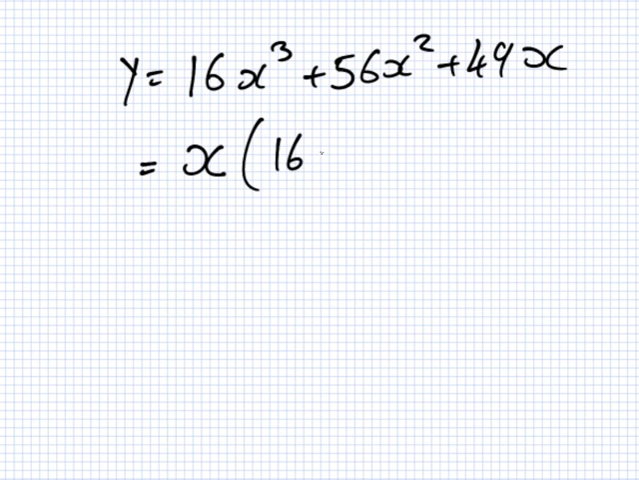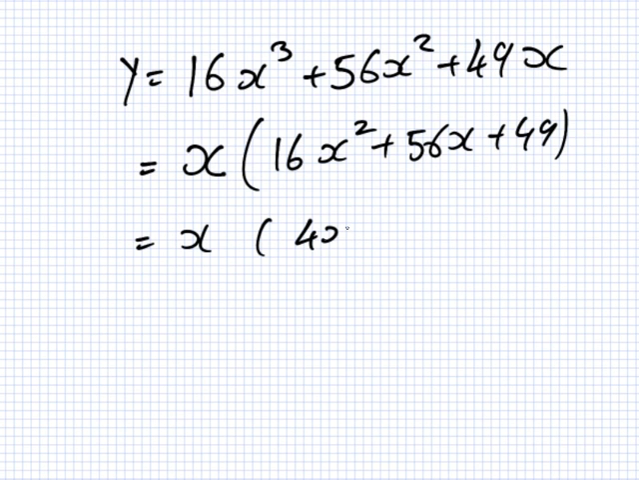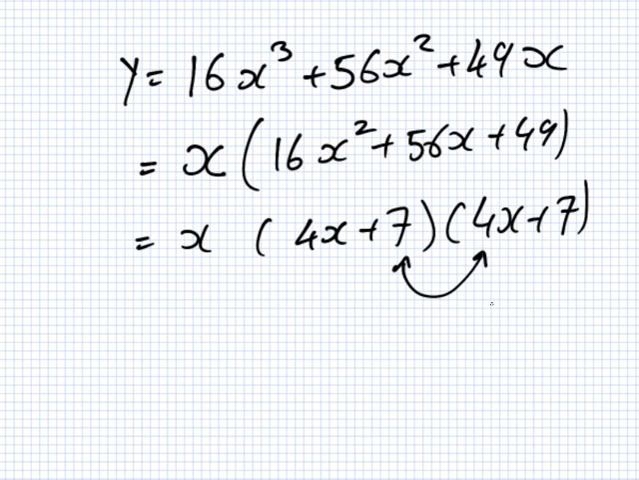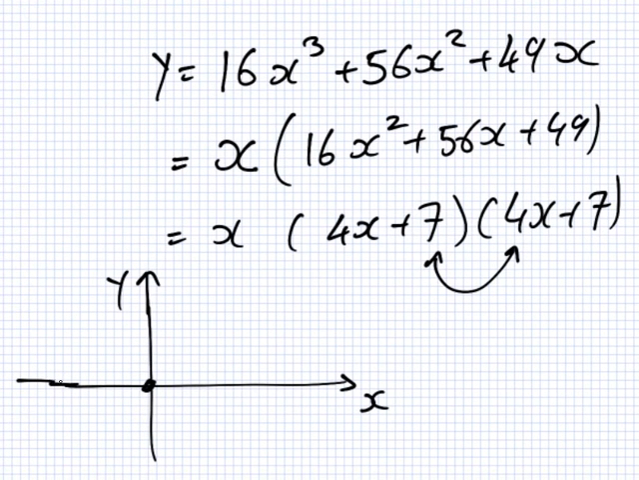So we have 16x squared plus 56x plus 49. And this can be factorized as 4x plus 7. Or in other words, 4x plus 7 squared. So what's happened here is 2 of the roots are the same. So it doesn't have 3 roots, it only has 2. One of them at 0, and the other one at minus 7 over 4.